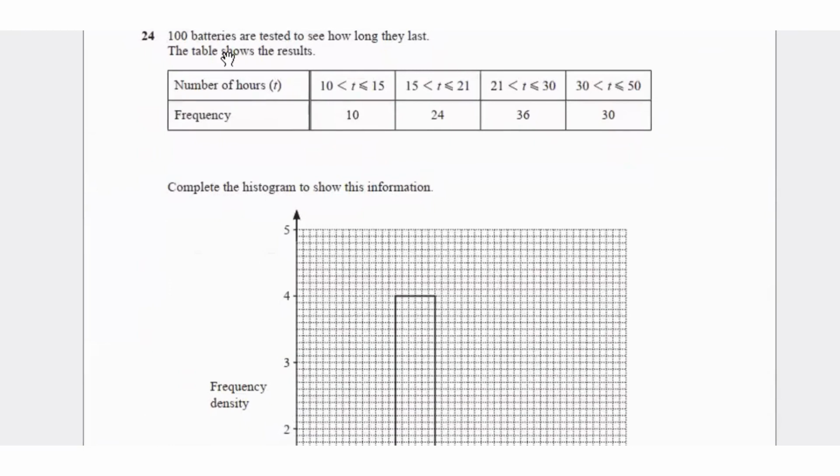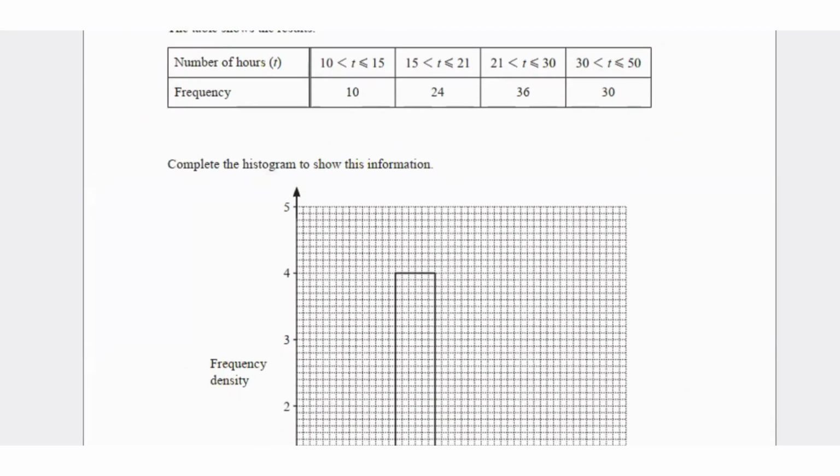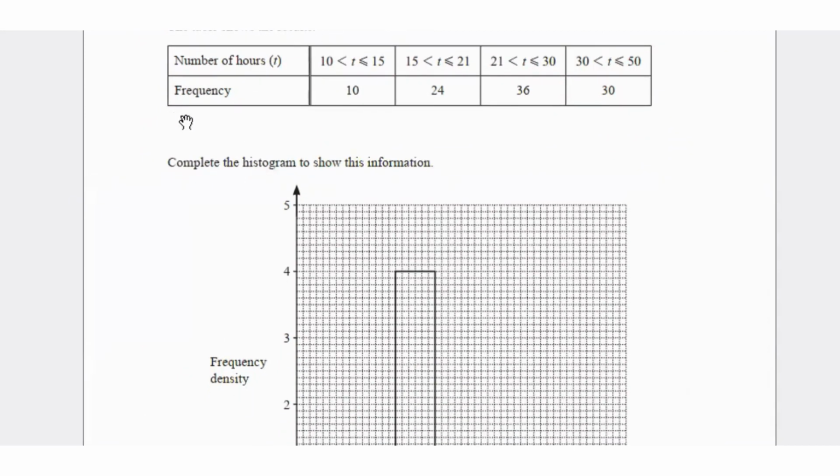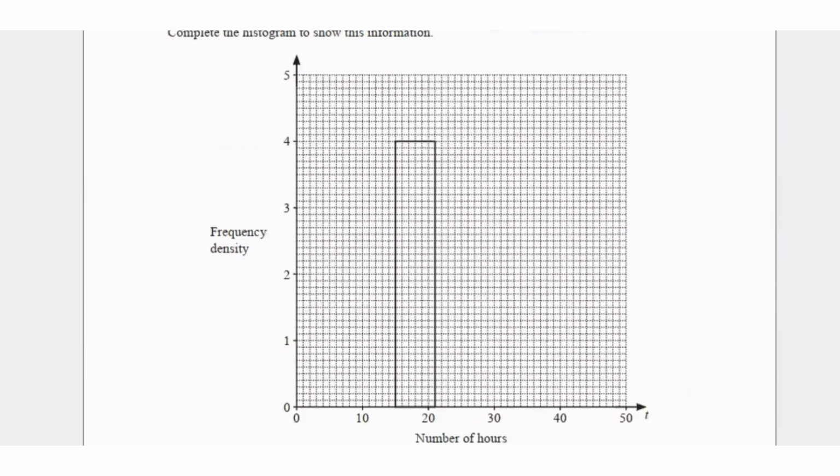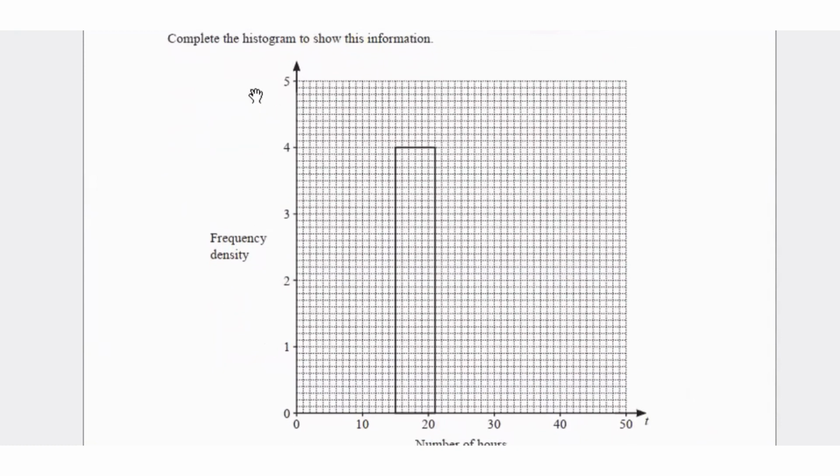Question 24 is saying 100 batteries are tested to see how long they last. The table shows the results. So we have this table of number of hours and the corresponding frequency. And we have a histogram and they have made 1 bar for us. So we have to make the rest. And if you can see on the y-axis, we have the frequency density. And on the x-axis, we have the number of hours.